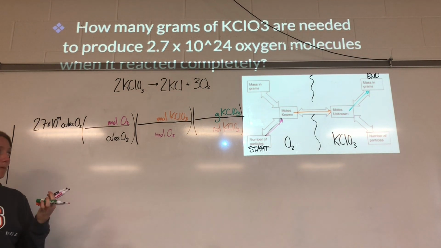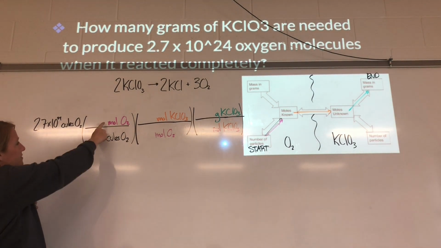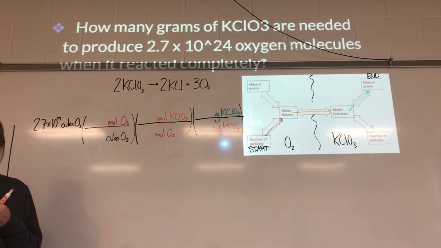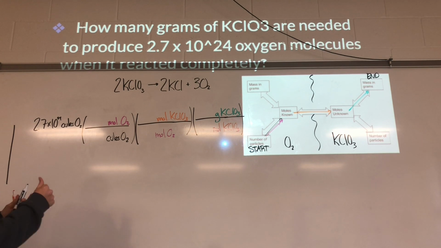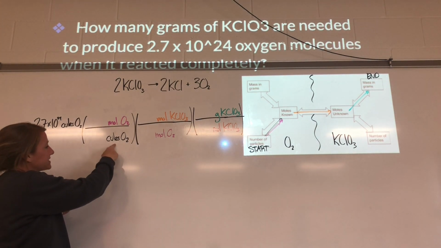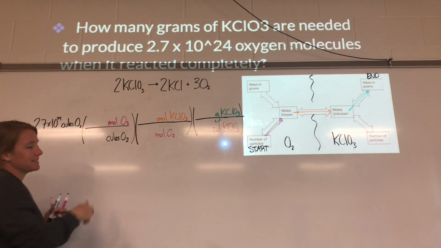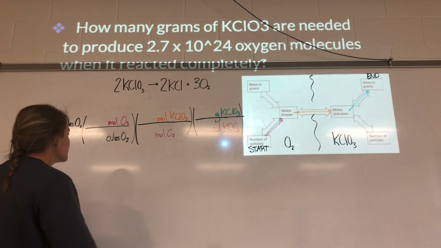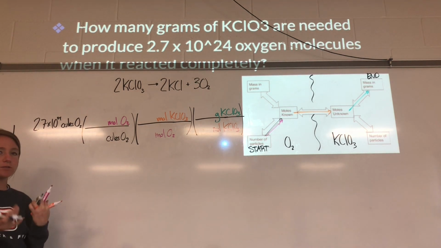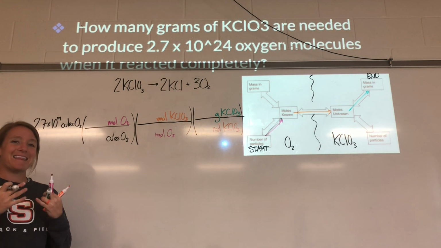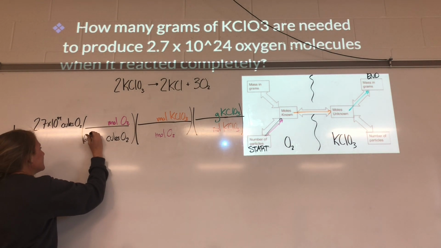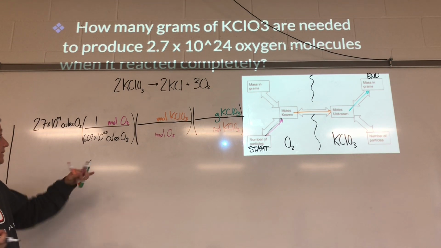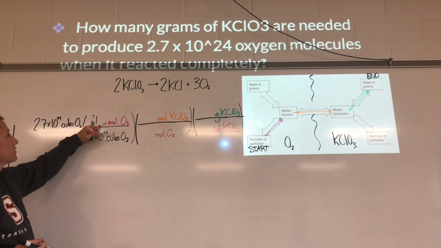And there's our setup, okay? So we're going from molecules to moles, moles to moles, moles to grams. Okay, let's plug in our conversion factors. The thing that connects molecules of a substance to moles of a substance is Avogadro's number. Avogadro's number is 6.02 times 10 to the 23rd, and that's how many molecules are in 1 mole. So that's why it goes on the bottom, because there's that many molecules per mole of oxygen.